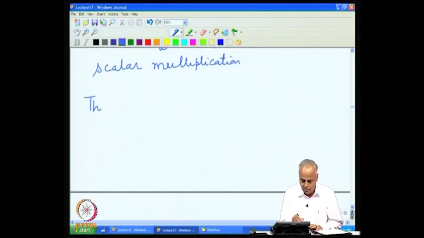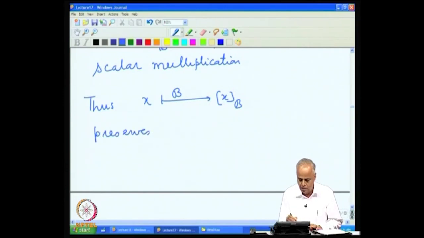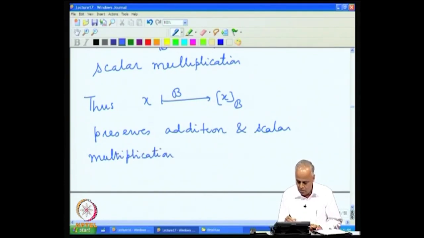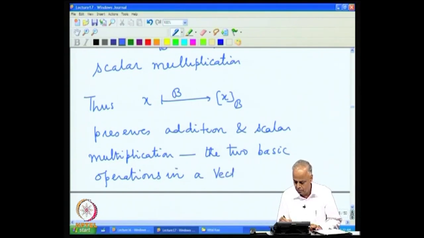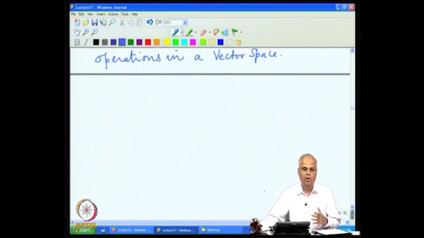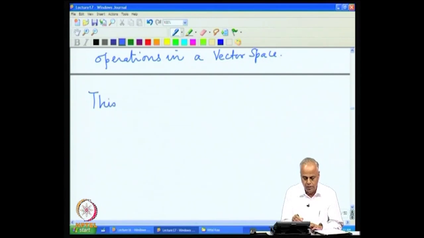So, thus x to x_B through the basis B preserves addition and scalar multiplication, the two basic operations in a vector space. This suggests, or this leads us to the notion of linear transformations.